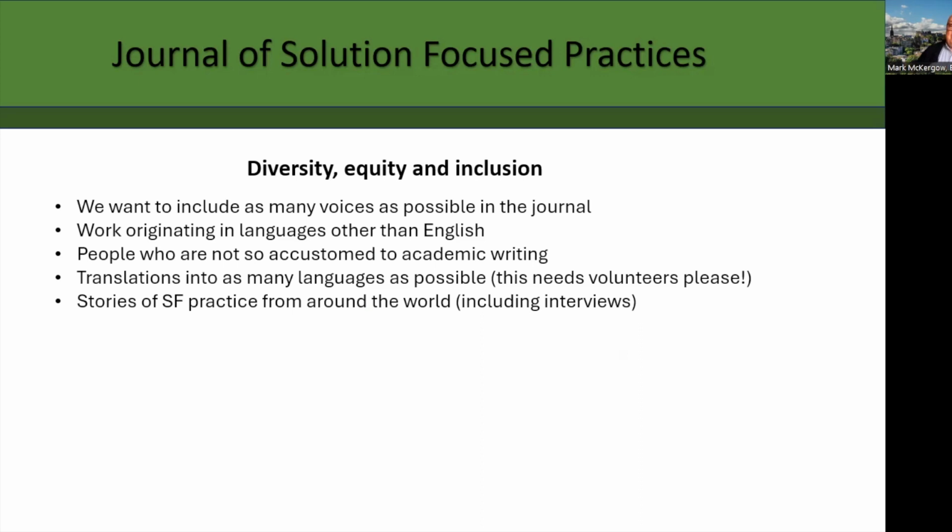And typically academic journals are pretty rigorous places, but we of course work in a solution-focused way, so we're very keen to help our authors build on what they've got and work it up so that we can publish it and then translate it into as many languages as possible. And that needs volunteers as well, please.